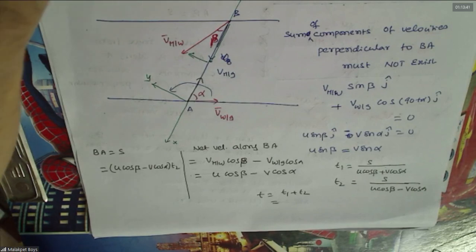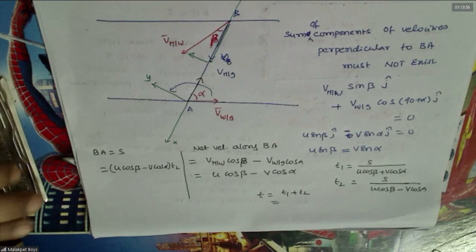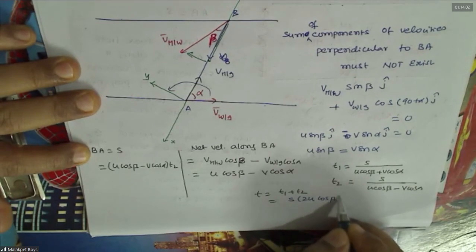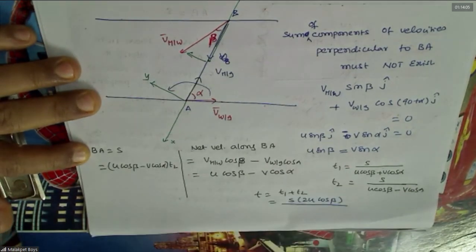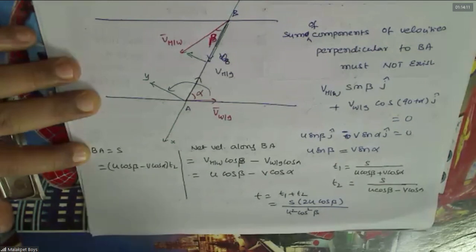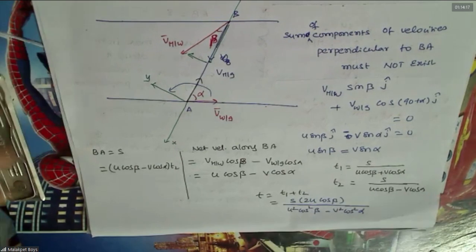Done, sir. 2U cos beta by... 2SU cos beta by (U squared cos squared beta minus V squared cos squared alpha). So the total time is S into 2U cos beta by (U squared cos squared beta minus V squared cos squared alpha). Got it?